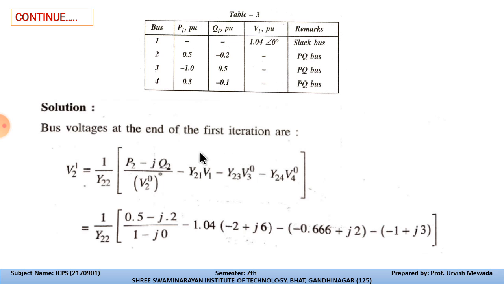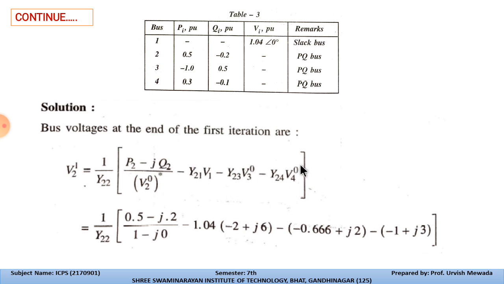In the GS method we are familiar with this equation, that is 1 upon Y22, which is the reciprocal of the impedance. Impedance is Z, so Z is equal to 1 upon Y. So V2(1), as this is the first iteration, equals 1/Y22 times [(P2 minus jQ2) divided by V2(0) conjugate, minus Y21 V1 minus Y23 V3(0) minus Y24 V4(0)]. In this equation we have all the values of P2, Q2, Y21, Y23, Y24; all the values we have.